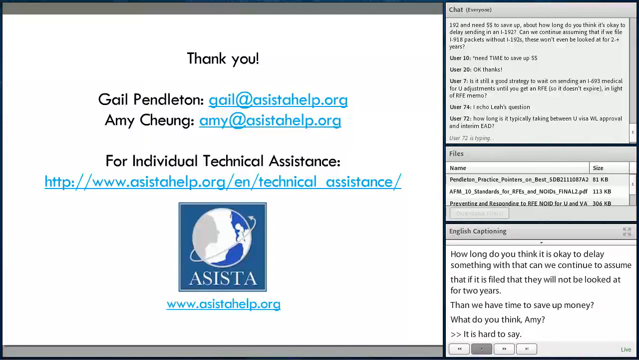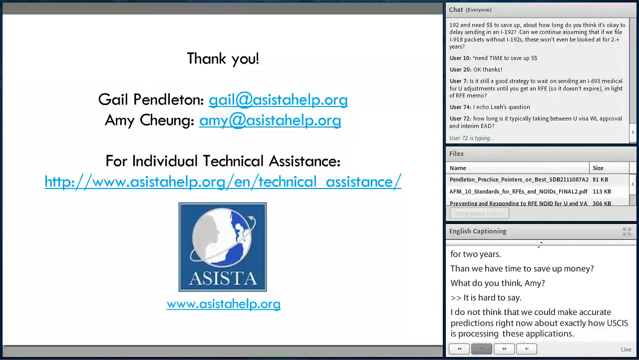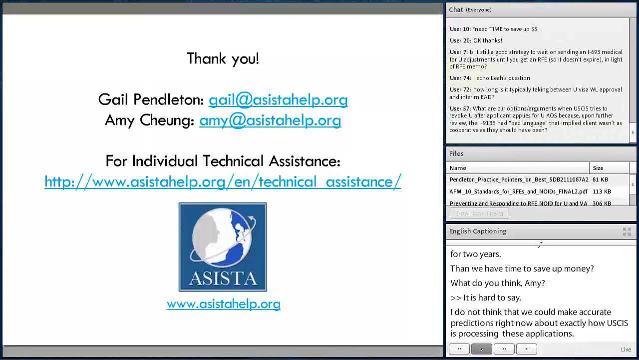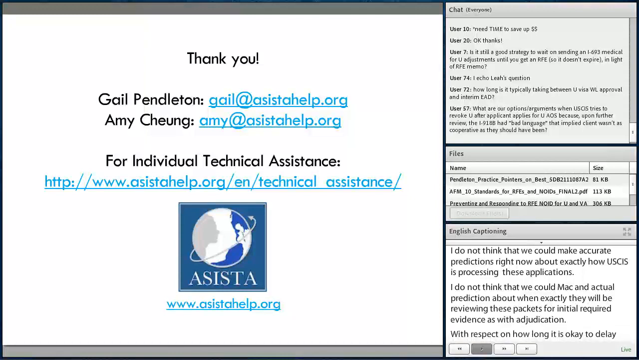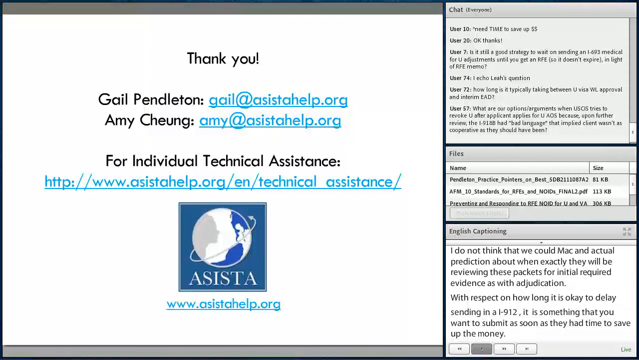Well, it's hard to say. I don't really think that we can make accurate predictions right now about exactly how USCIS is processing these applications, or about when exactly they're going to be reviewing these packets for initial required evidence as opposed to adjudication. With respect to how long is it okay to delay sending in an I-192, that's also hard to say. You would want to submit it as soon as you can, as soon as they've had time to save up the money.